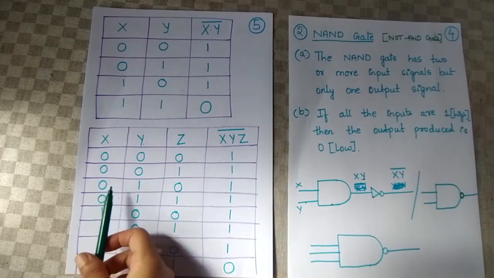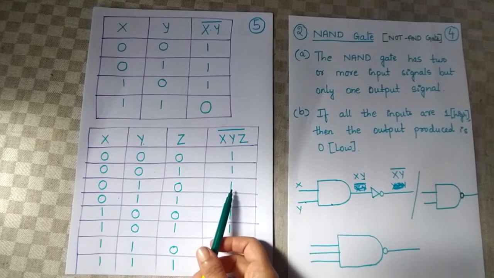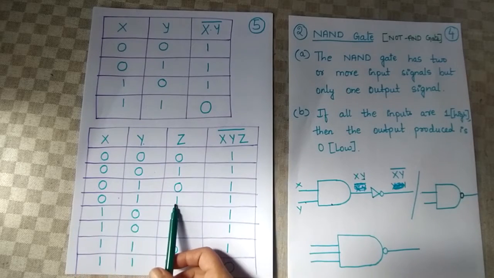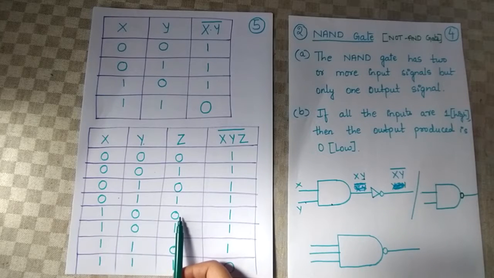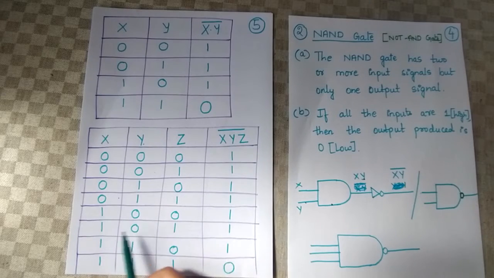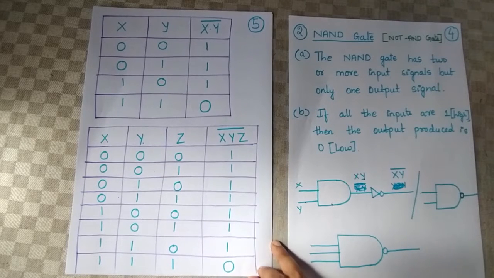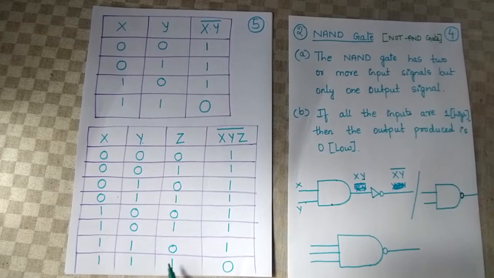Next you see the same, 0, 1, 0, so the result is 1. 0, 1, 1, the result should be 1. 1, 0, 0, the result has to be 1. 1, 0, 1, the result should be 1. 1, 1, 0, the result is 1. Now you see the last combination, 1, 1, 1.